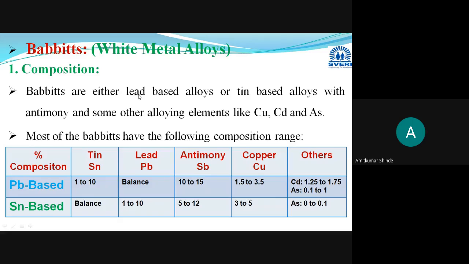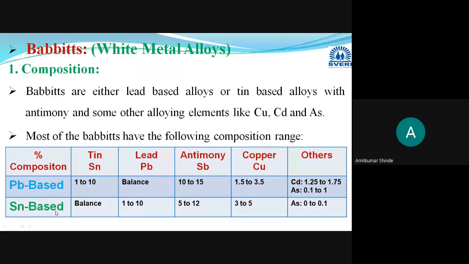Now lead based alloys will have a composition like this. The base or parent metal will be lead, then 1 to 10% tin, 10 to 15% antimony, 1.5 to 3.5% copper, cadmium 1.25 to 1.75%, and arsenic in the range of 0.1 to 1%. This is the general composition for lead based babbitts. Then for tin based babbitts, tin will be the balance, meaning it will be the parent metal.